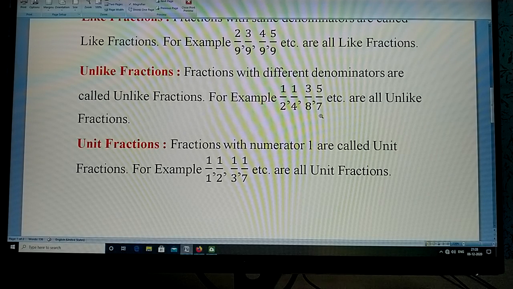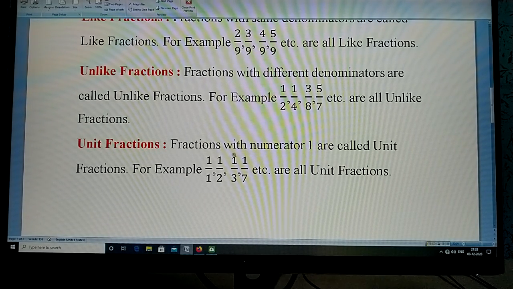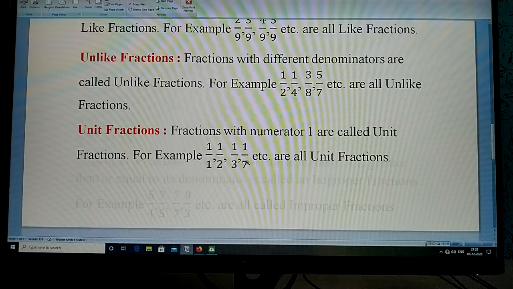Next one is the unit fractions. In a unit fraction, the numerator is always 1. If it is the case, then we can say it is a unit fraction. You can see here 1 by 1, the numerator is 1, 1 by 2, numerator is 1, 1 by 3, numerator is 1, 1 by 7, numerator is 1. So if the numerator is 1, whatsoever the denominator is, it will always be a unit fraction.